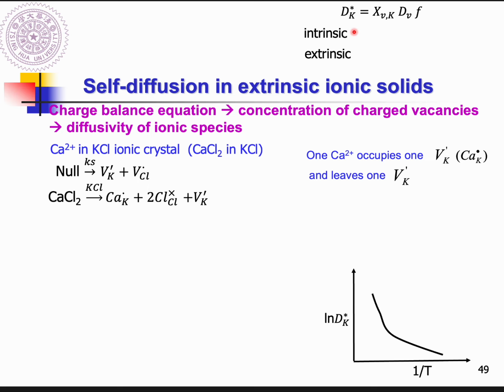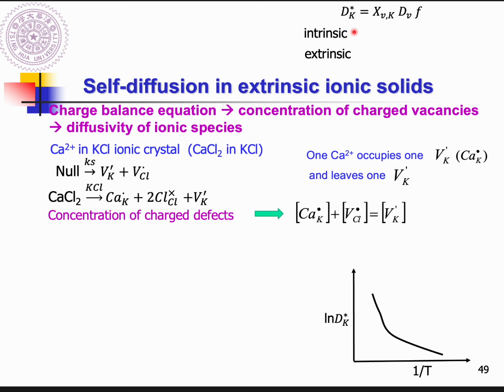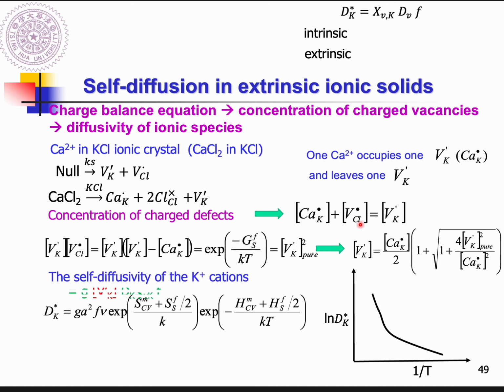So this is the whole story. But how do we quantitatively understand how D_K* changes after doping? I need to do some calculations. In order to reach electrical neutrality, all positive charge must equal all negative charge. The positive charge comes from the calcium at the potassium side with 1 positive charge, and the vacancy at the chloride side with 1 positive charge. And the negative charge would be the vacancy at the potassium side with 1 negative charge. Okay, so under these situations, we can get this idea.